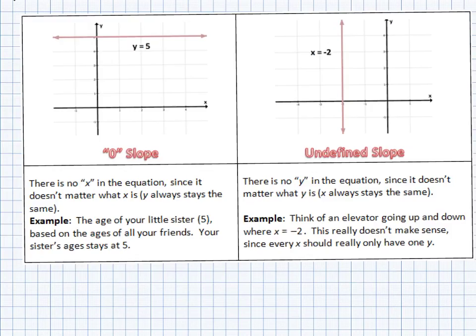This shows you the difference between a 0 slope and an undefined slope. In a 0 slope, there's no x. So you just have a line that's going through the y axis. In the undefined slope, it's doing the exact opposite. There is no y in the equation, and so it's just going up and down. So if there's no x, it's a 0 slope. If there's no y, then it's an undefined slope.